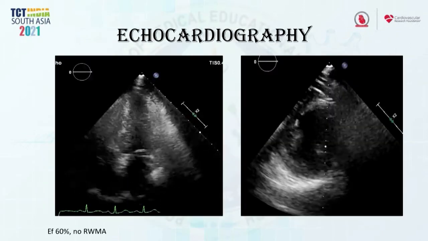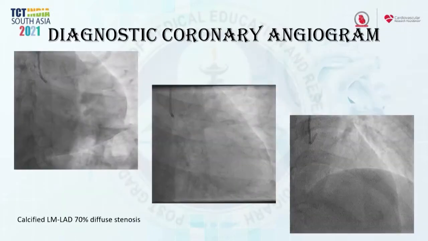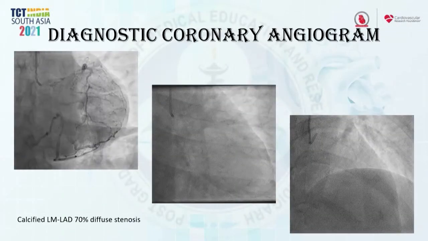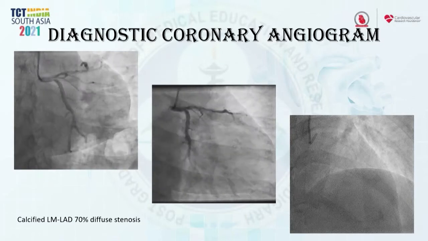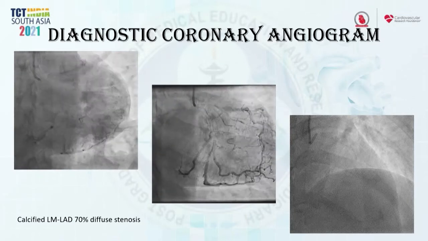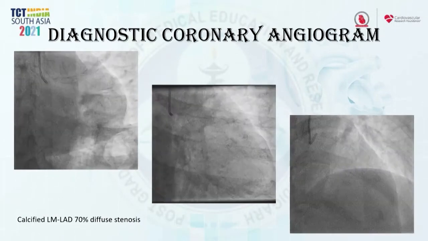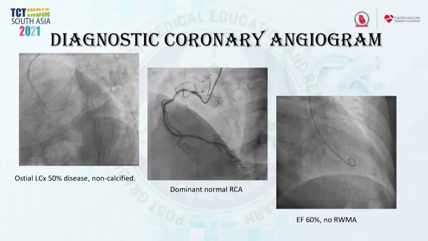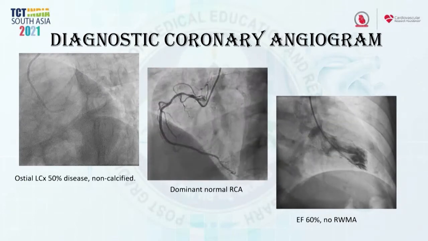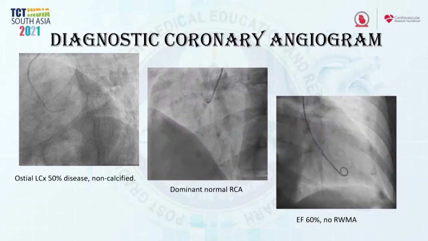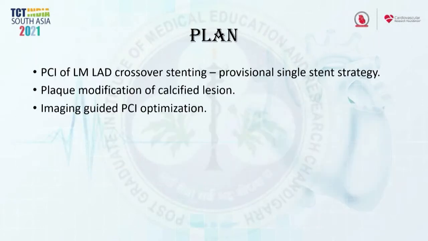Her baseline resting ECG showed a few VPCs. Echocardiogram showed a normal LV ejection fraction. A diagnostic coronary angiogram was performed, showing extensive calcification in the LM and LAD, with diffuse LM-LAD 70% stenosis and a tight mid LAD stenosis of 80% seen in the epicranial view. RCA has mild disease and her LV angiogram showed normal ejection fraction. The plan for today is PCI to LM-LAD crossover stenting, provisional single stent strategy to begin with, plaque modification of the calcified lesion, and finally imaging-guided PCI optimization.